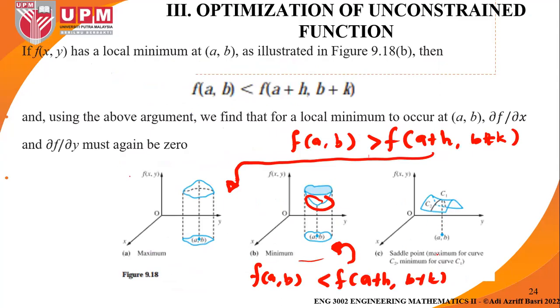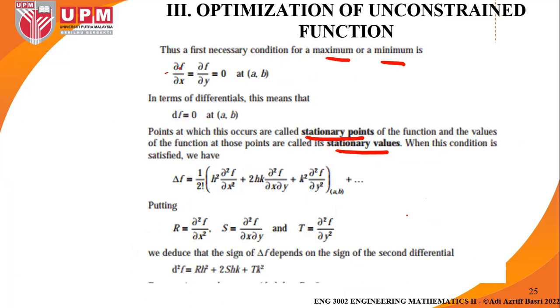So where is the maximum for curve C2? C2 becomes maximum, but C1 becomes minimum. For the A1 maximum, everything will become maximum. For the B1, everything becomes minimum. But for C1, there are two points where C2 becomes maximum and the other becomes minimum. So we call it a saddle point.